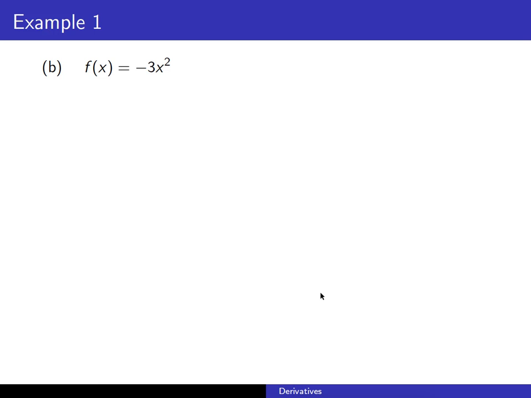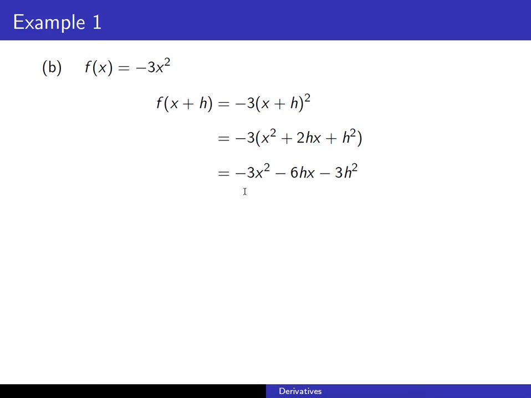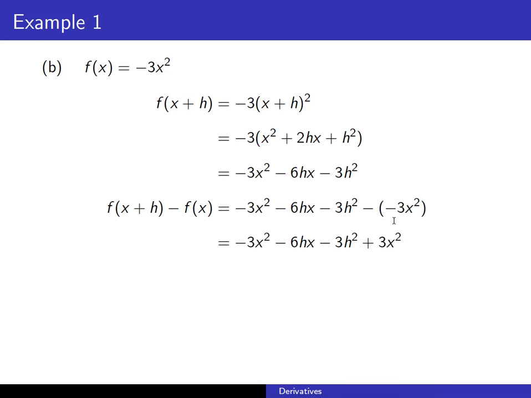Part B, f of x is negative 3x squared. So once again, we're going to evaluate f of x plus h. Remember, your exponent comes first. So we get negative 3 times x squared plus 2hx plus h squared. Distribute the negative 3, and we get negative 3x squared minus 6hx minus 3h squared. Step 2 for the difference quotient, subtract the original function of negative 3x squared, which is going to become plus 3x squared, and then negative 3x squared plus 3x squared simplifies to negative 6hx minus 3h squared.